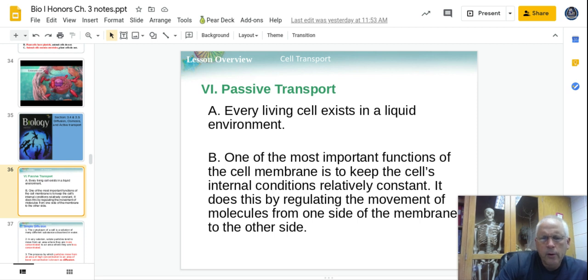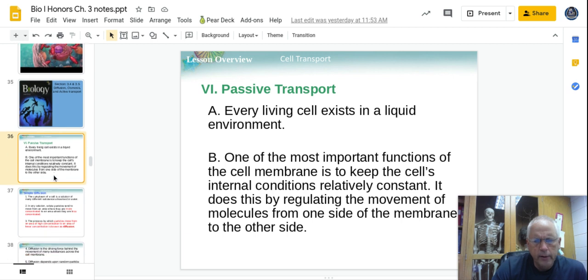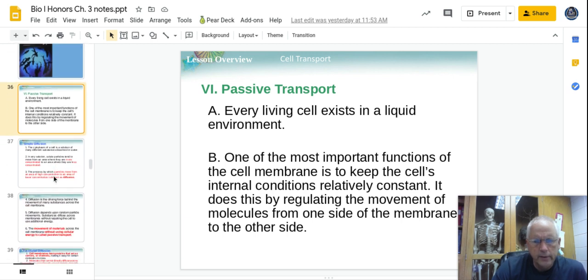Same way here. There's no extra effort put in. There's no energy that has to be used. Passive is a transport system that kind of works behind the scenes, and it just does its thing, and we don't have to worry about it doing its thing. It just does its thing.